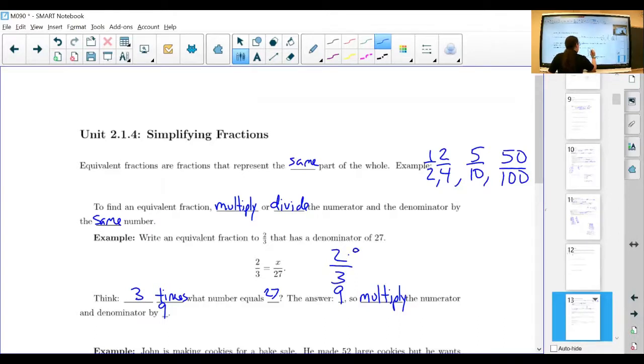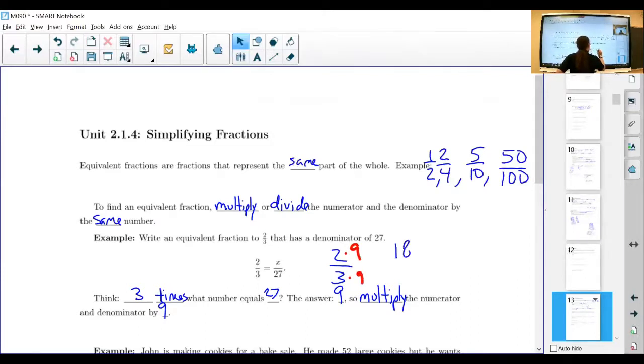2/3. I like to do this in a different color. 2 times 9, 3 times 9. And we get 18 over 27 as our answer. X is 18.